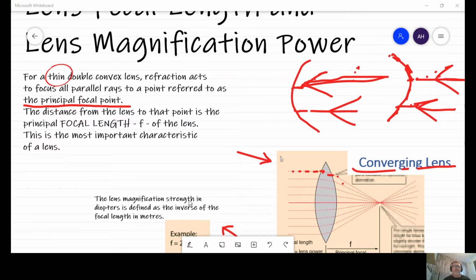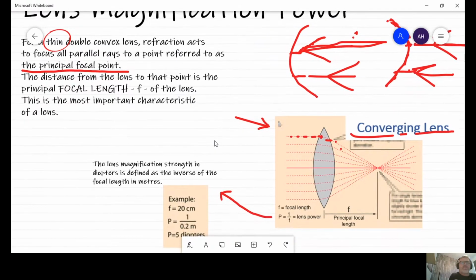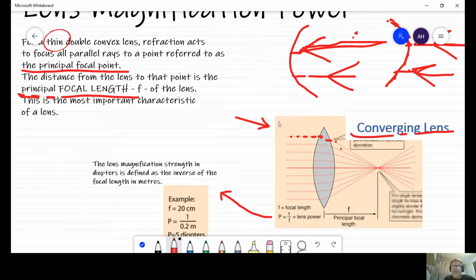So now, what are some of the key terms? This one's an important one. I'll move this up a little bit so you can see. What's the principal focal length? It's this thing down here, the distance between the middle of the lens and the focus, the place where all the light rays focus. That's called focal length, and we always call it F. You can see it written right there. The principal focal length is probably the most important thing about a lens.